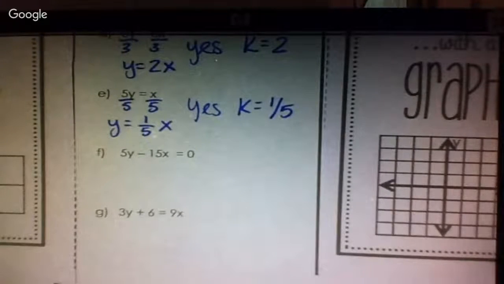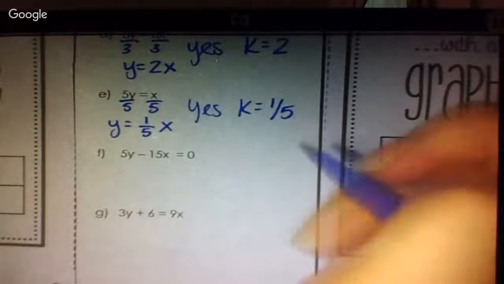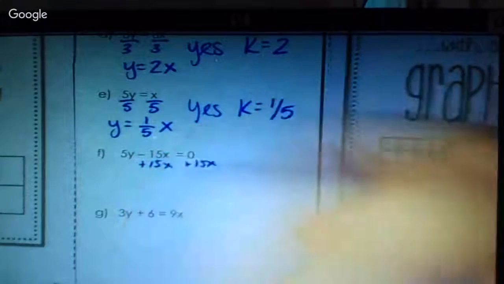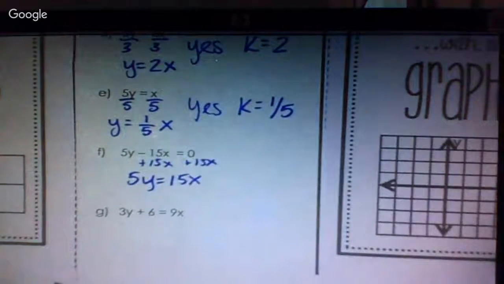Okay. Victor, I need to solve this one for x. What's the first thing you want to do? Get the 5y by itself. So I need to do what then? Add 15. Fantastic. I'm adding 15x to both sides. So 5y equals 15x.